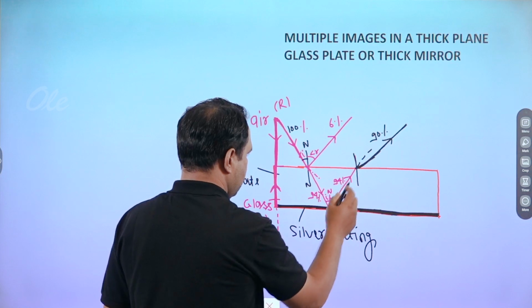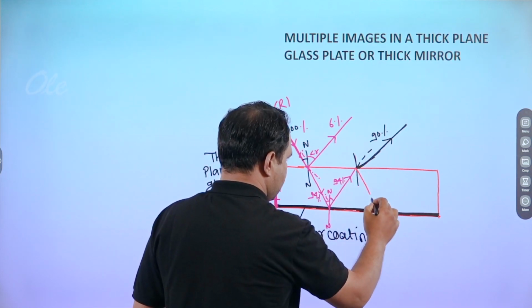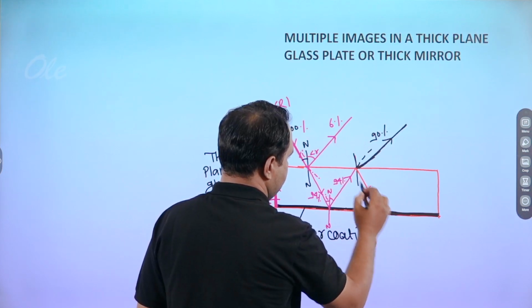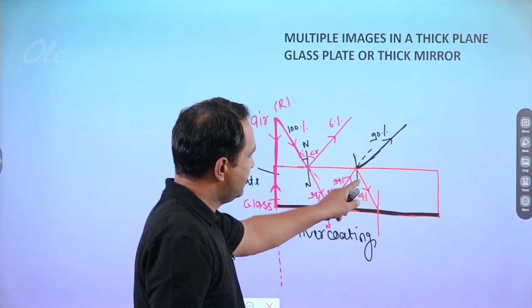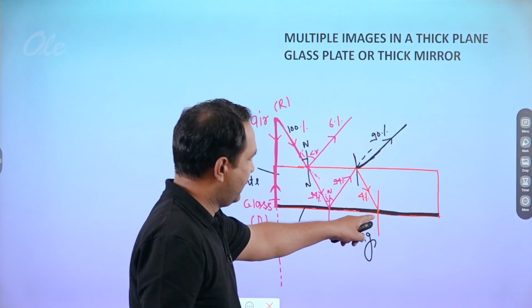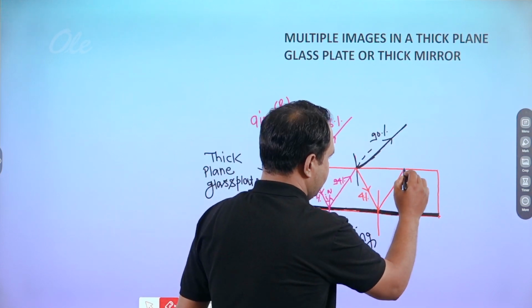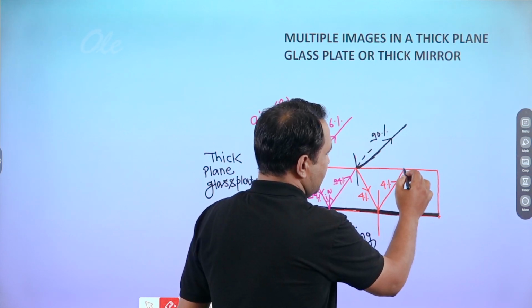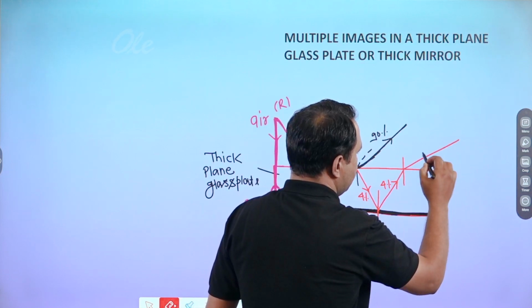4% part of it will reflect. So here it is a reflected ray with 4% intensity. Again, this reflected ray will again be reflected from this surface. So it will go like this. It will be 4%, and now 3% of this will be refracted away from the normal like this.